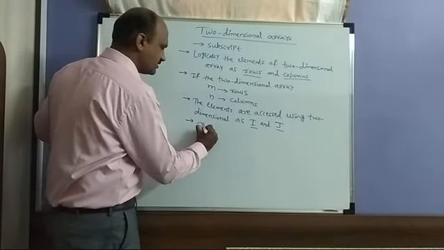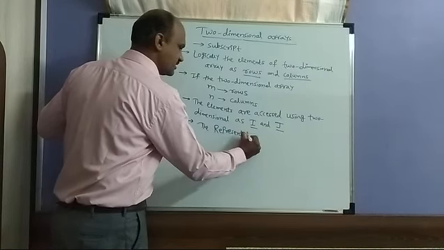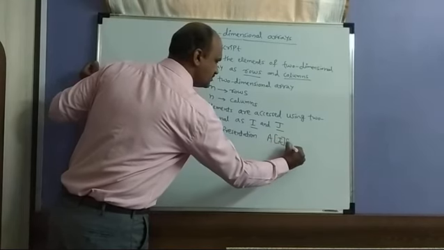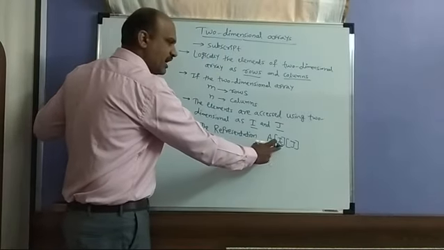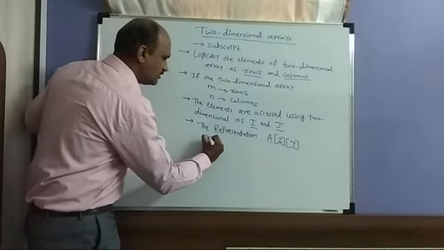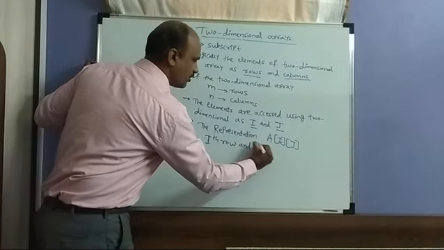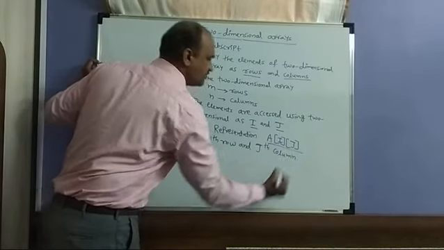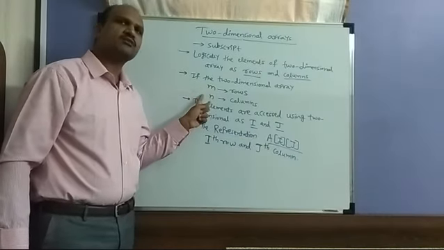How to represent it? The representation is A of i, j. A is the name of the array, i is the row, j is the column. We pronounce it as ith row and jth column. So that is A of ij, when you want to access the elements present in the rows and columns.